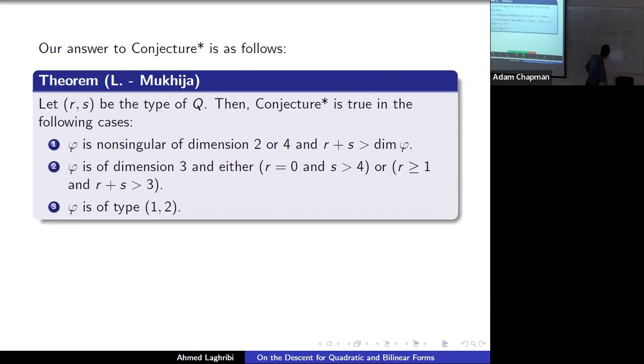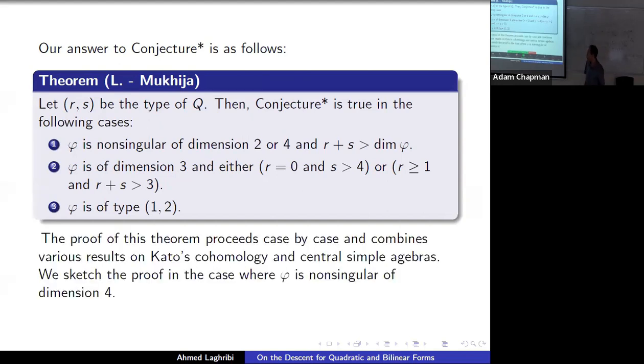Phi of type 1, 2 means that phi is of this shape: A, B, C, D. And this case is really very hard, it needs a lot of work. So this theorem gives a complete answer up to dimension 4. We couldn't do dimension 5 as in characteristic different from two, because we don't have some results on the unramified group as in that characteristic. For example, we don't know if the result of Parimala that I gave is true in characteristic 2 for quadratic forms.